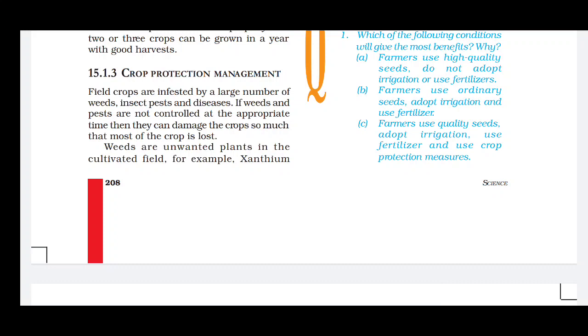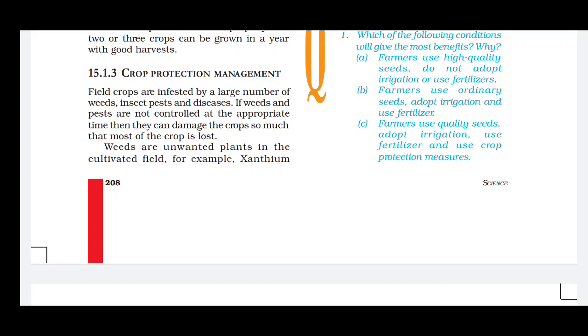If not controlled at the right time, they will cause heavy damage to the crops, in a way that most of the crops will be destroyed. So the various threats faced during crop protection begin with the growth of weeds.